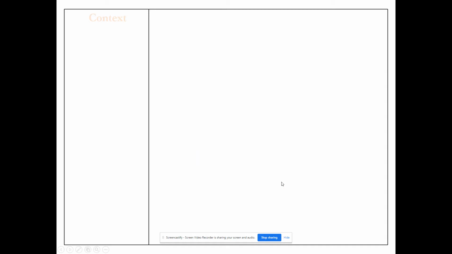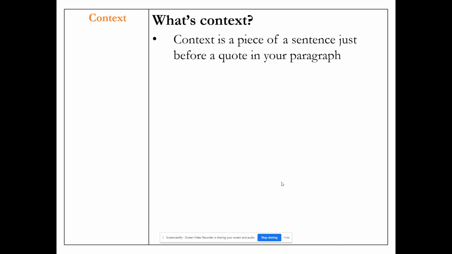Okay, so you have your topic sentences. Now you need context. So context is a piece of a sentence that comes just before a quote in your paragraph. You will be using quotes from the short story you're reading to support the adjectives you chose describing the character at the beginning, middle, and end. But you can't just plop those quotes in there. You have to introduce them. You have to integrate them neatly into your essay.